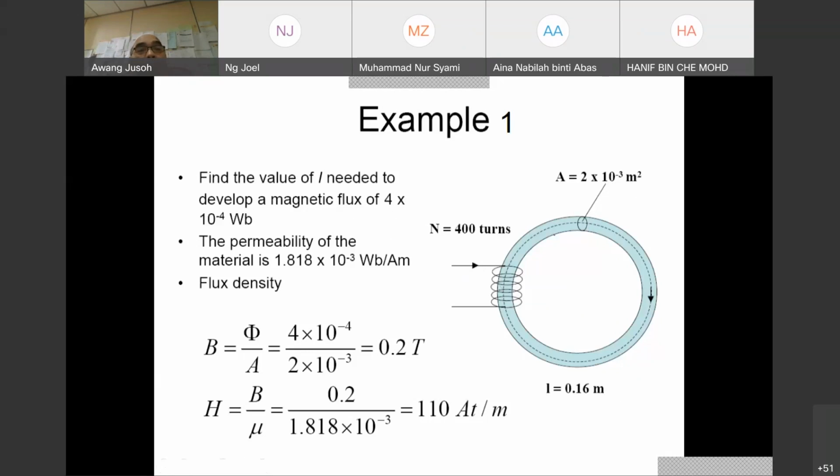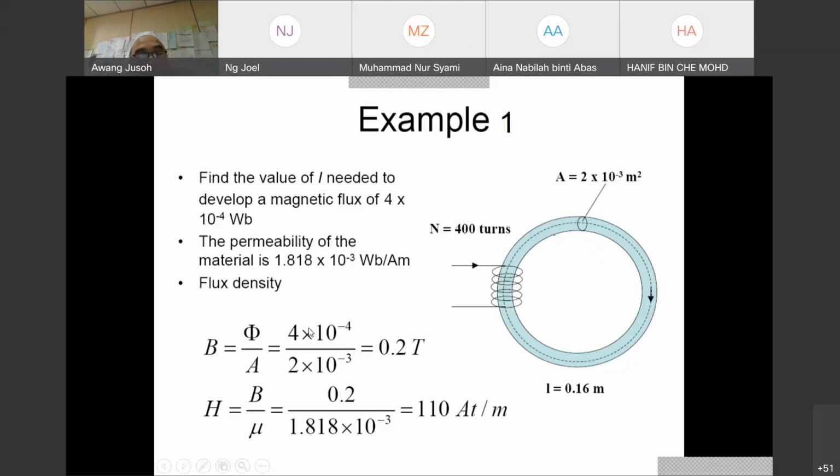So how much current do we require here so that we can establish this amount of flux? They give us the permeability mu of this material, mu equal to this one, this unit. And after that, the last one, they ask us to find the flux density, B. I think this is very straightforward information where you can solve it directly.